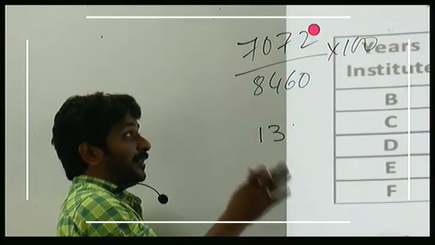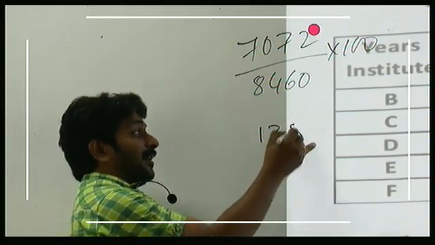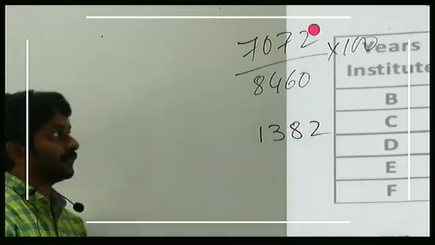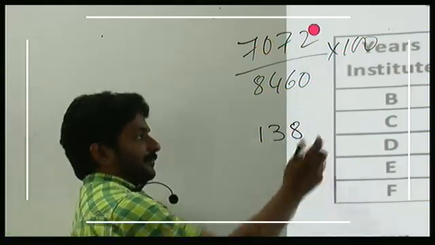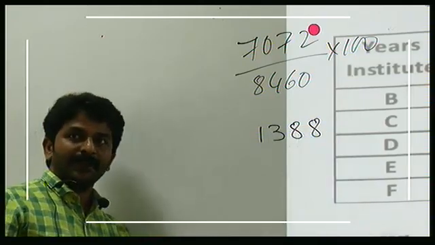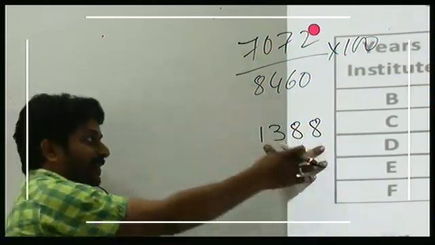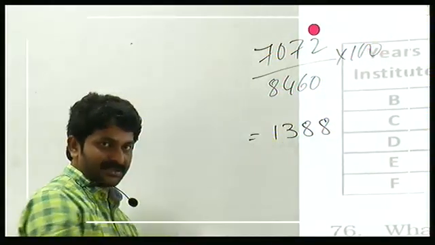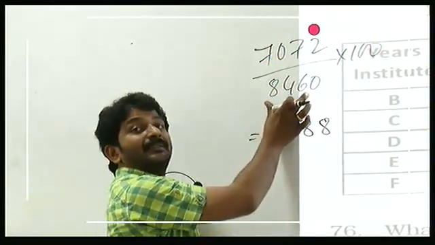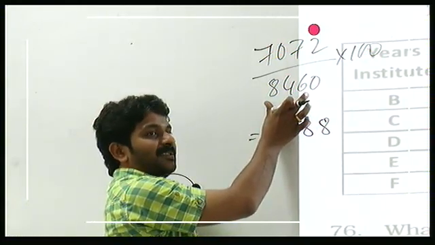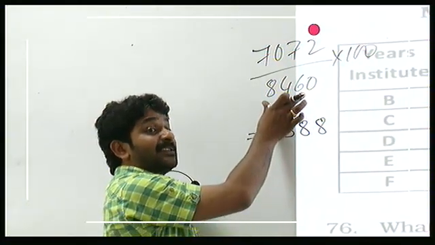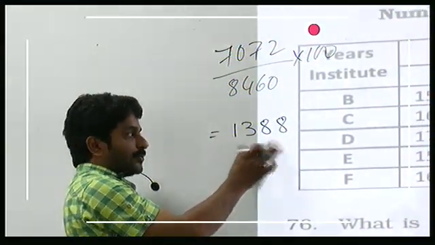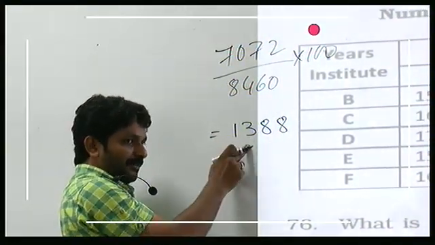72, minus 100, 360, 88. The difference between numerator and denominator is 1388. Now I need to identify its respective percentage. What is 10%? 846. 20%? 1692. This is less than that. So the answer is in between 10% and 20%.